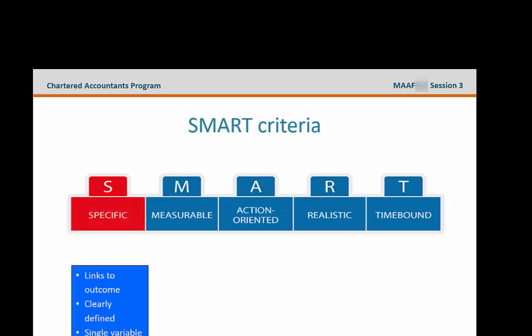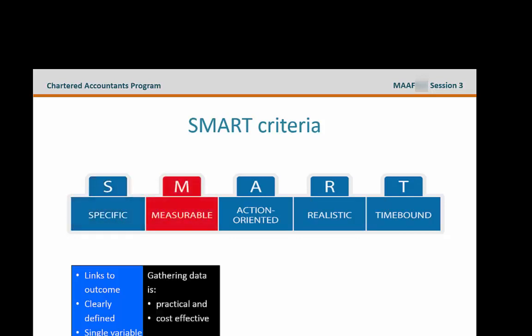Firstly, specific. This criteria confirms that the goal developed should be clearly defined and easily understood. Secondly, measurable. Measurability assesses whether the objective or goal is measurable, i.e. can a KPI be used to measure whether the goal has been achieved? And is there data available for the measure or KPI that has been selected?